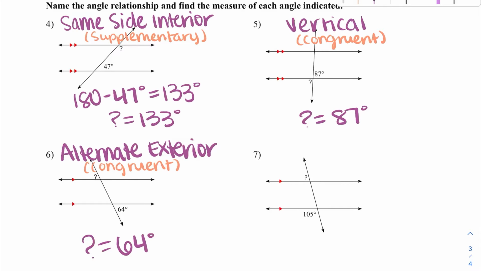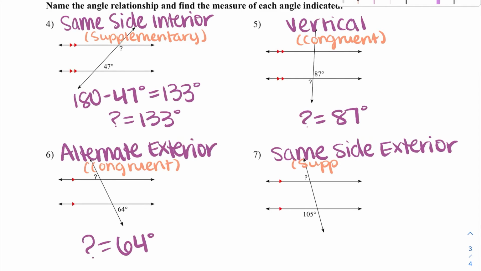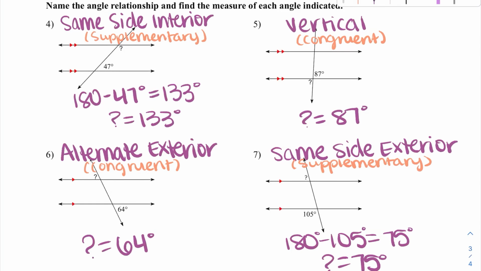Finally, on number 7, I notice that these angles are on the same side of the transversal and both outside the parallel lines. So these are going to be same side exterior angles. Same side exterior angles are supplementary, which means they add to equal 180 degrees. So therefore, all I have to do is subtract 105 from 180, and I get my angle, 75 degrees. So question mark equals 75 degrees.